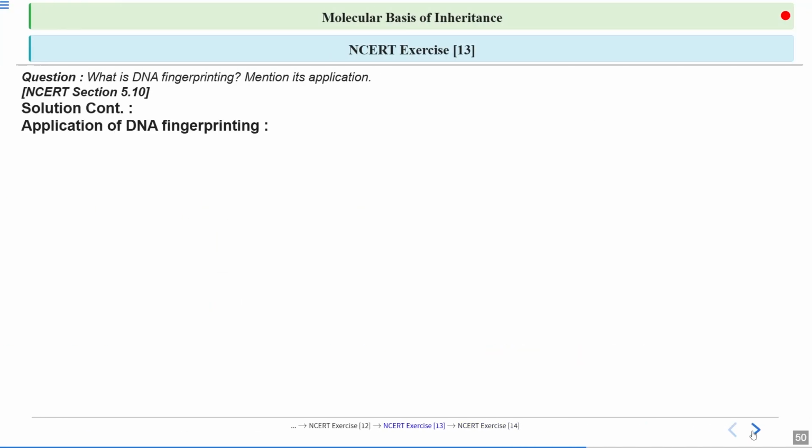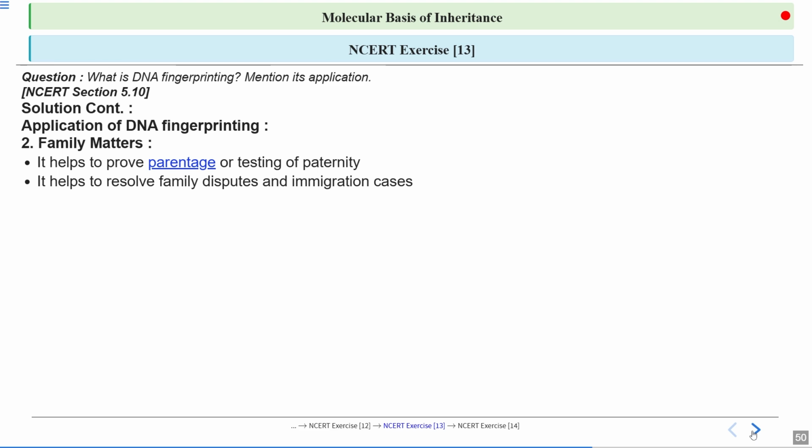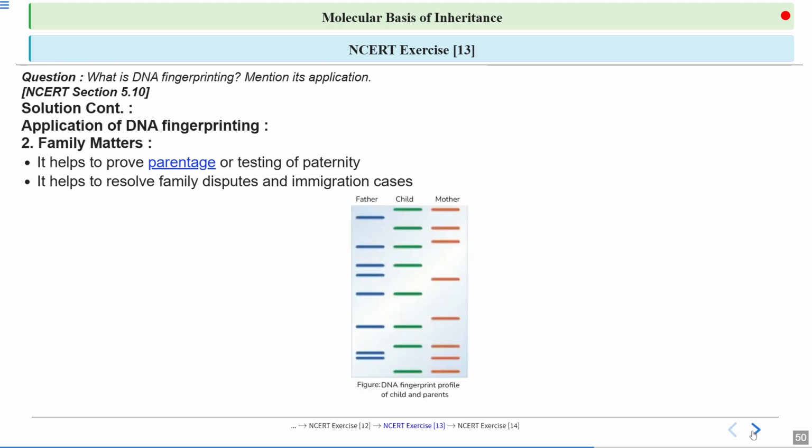Then where else can we use it? We can use it in family matters. It helps to prove parentage or test paternity. It helps to resolve family disputes and immigration cases. Okay, this is the DNA fingerprint profile of a child and parents.